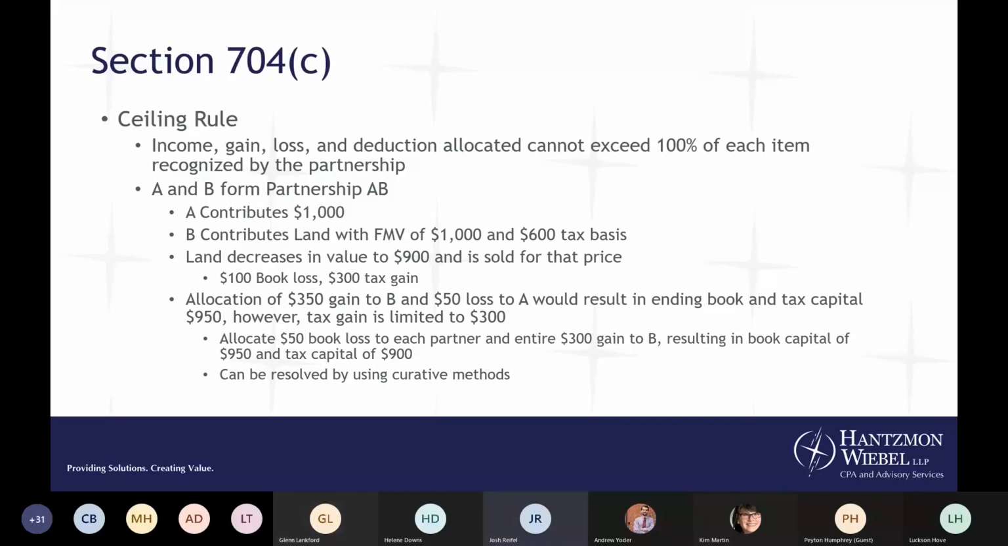So now B is going to have book capital of $950, their original $1,000 fair market value of the land less the $50, and tax capital of $900, which is not where we want to be. One of the ideas behind 704C is to eliminate the variances. We still have a variance of $50, but now the property is gone. So there's no more pre-contribution gain in the partnership that can be allocated, and this can be resolved by using various curative methods.